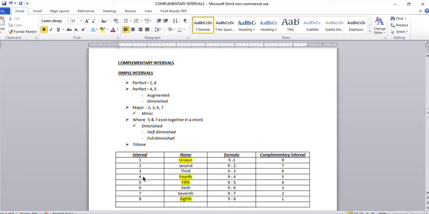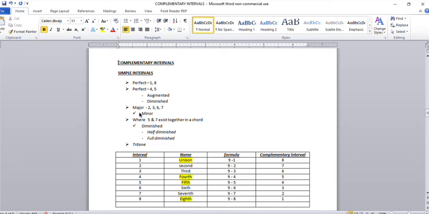Now, there's a situation when the fourth is augmented or sharpened. So you can augment a fourth, and you can also diminish a fourth. You can augment a fifth. You can diminish a fifth. And there are some cases where the fourth is actually diminished. So we will examine some scales like that.